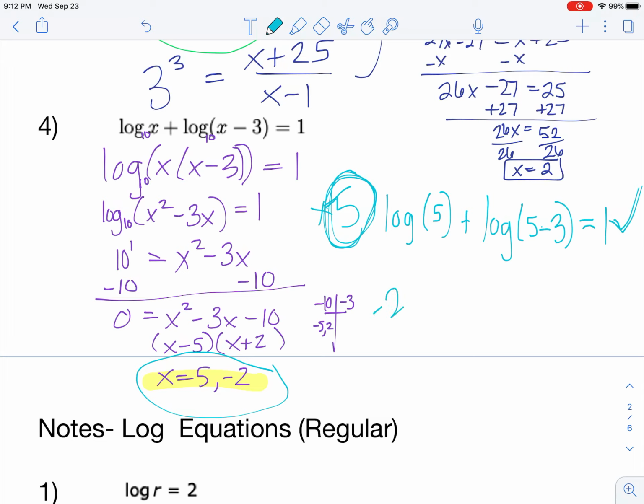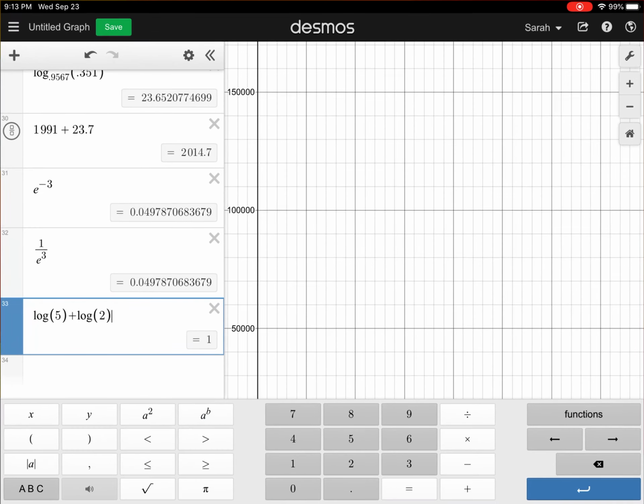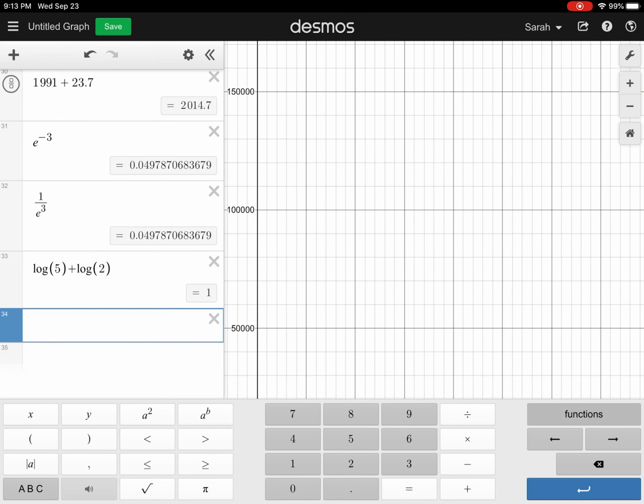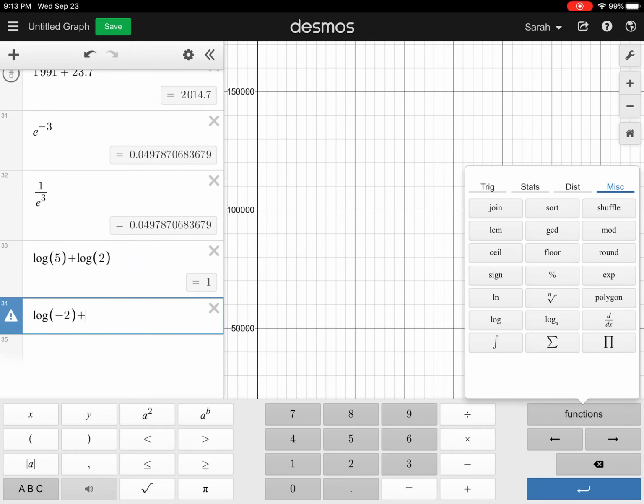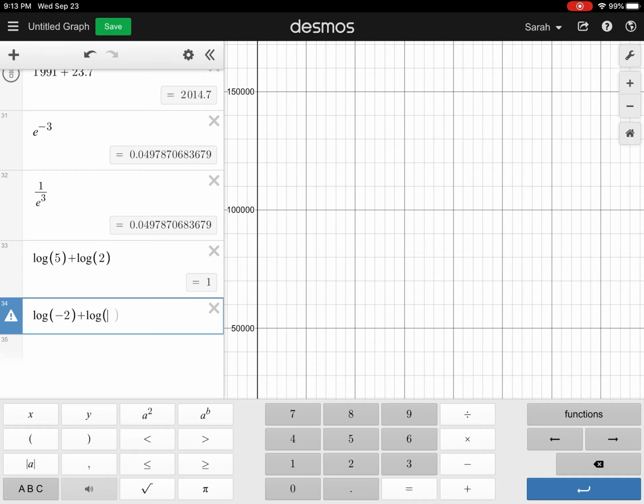Now we're going to check negative 2. We're just going to plug it in and make sure it works. Log of negative 2. And I'm sorry, that writing is awful. Negative 2 minus 3 is going to be negative 5. Okay. So I have log of negative 2, and already you should see that that says it's undefined, which should tell you that it is not part of the domain, okay?